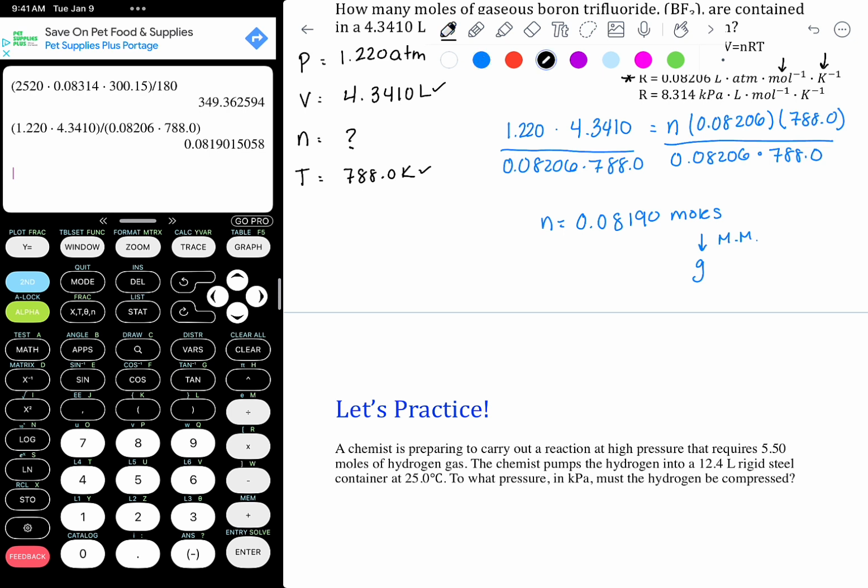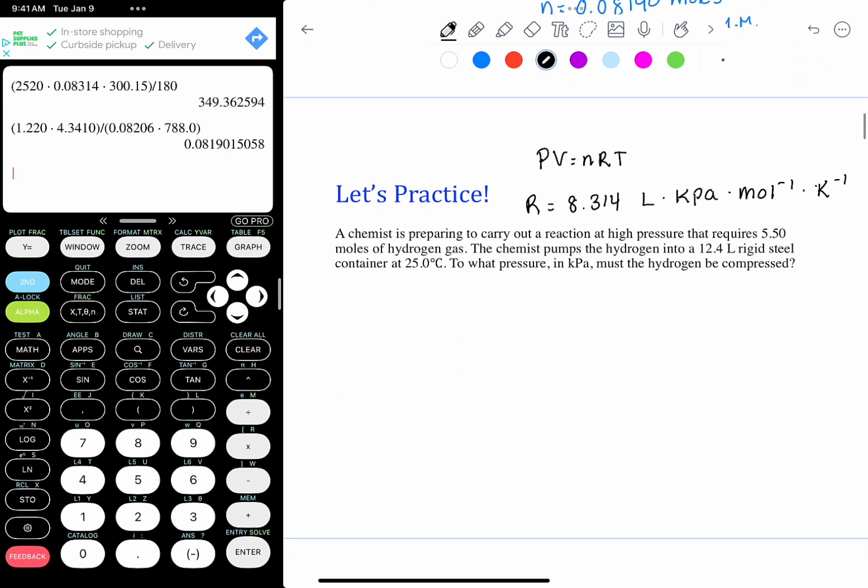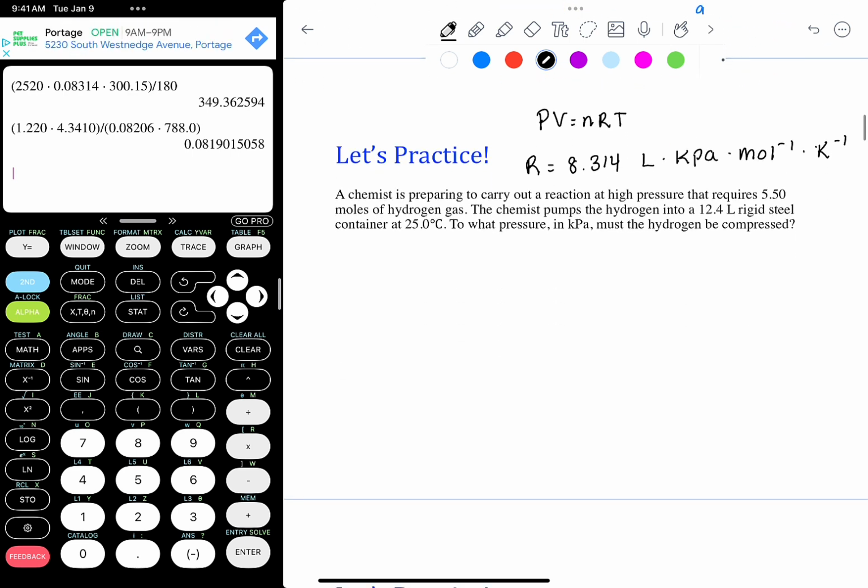So here we have PV equals nRT as our equation. And for R, we have a value of 8.314 liters times kPa times moles to the -1, Kelvin to the -1. Okay, so there's your R value for you to use. So please pause your video and solve this problem independently.